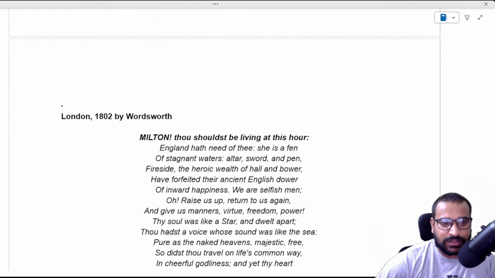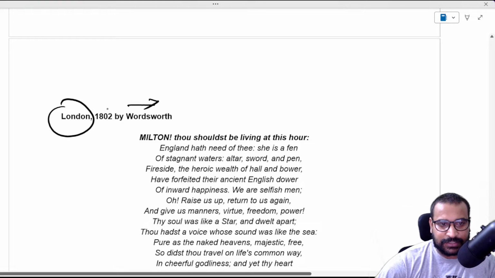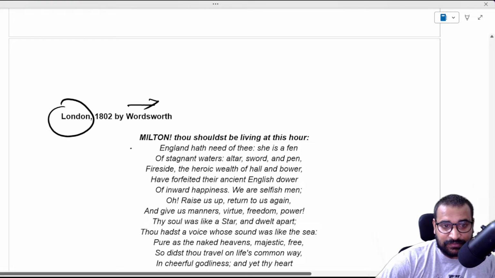Another poem was London. Remember, it was written by Wordsworth. The line starts with Milton.